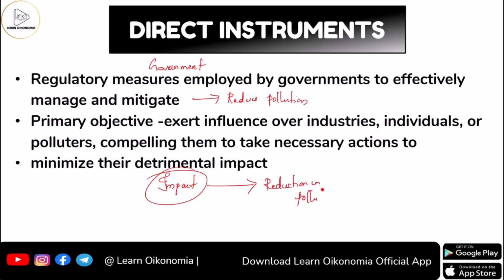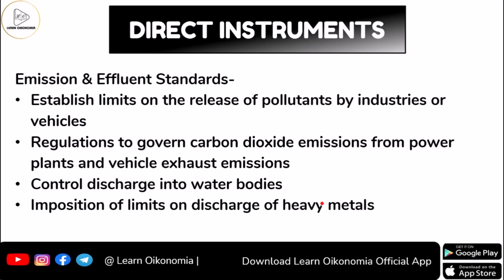Let's have a look into these measures here. The first measure that we have here is emission and effluent standards. The basic idea here is to put a limit on the release of pollutants. So here you are focusing on vehicles as well as industries, factories or vehicles.